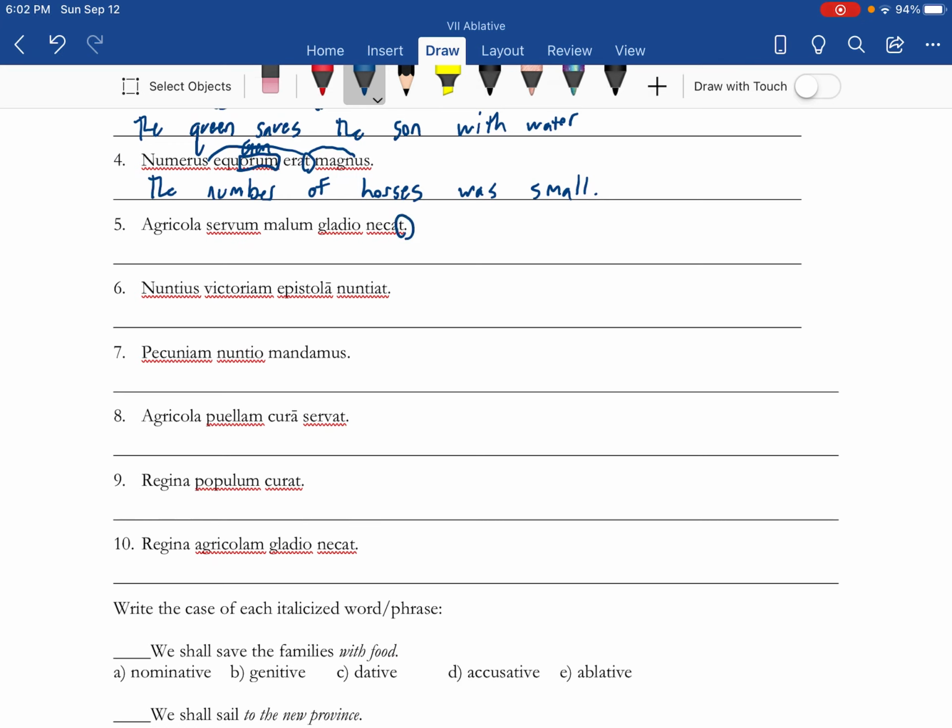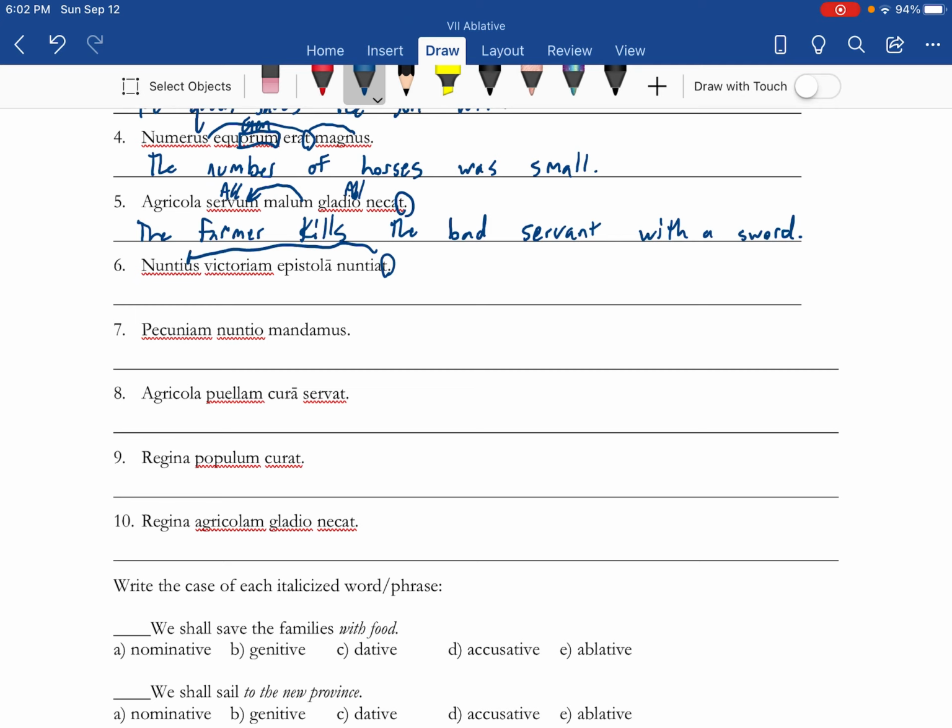"T," he, she, or it. It's the farmer. Alright, kills. The "ums" are going together. Those are my accusatives. The bad soldier. Or no, the bad servant. And then this is my ablative. With a sword.